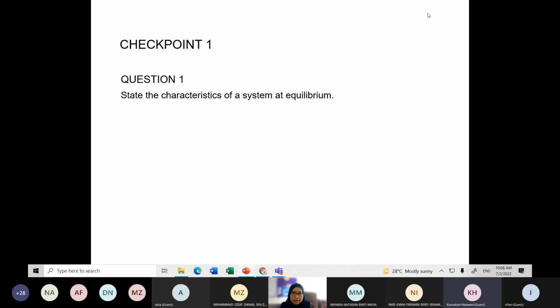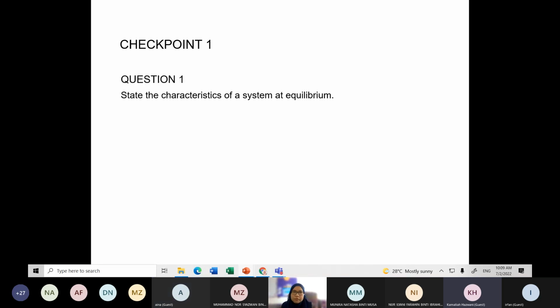Question 1, state the characteristic of a system at equilibrium. May I know the answer for this? How do we identify whether the system is already at equilibrium? Guys? The pressure and color are constant.